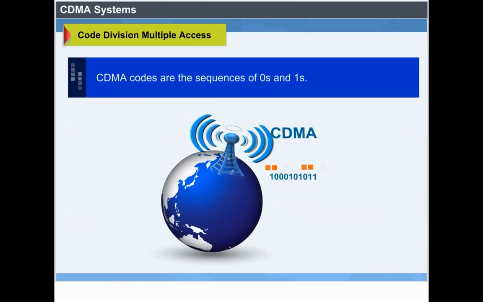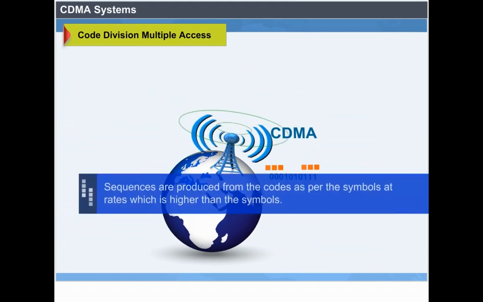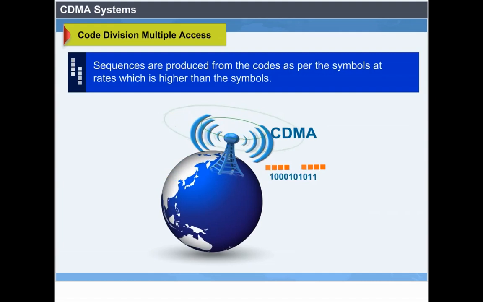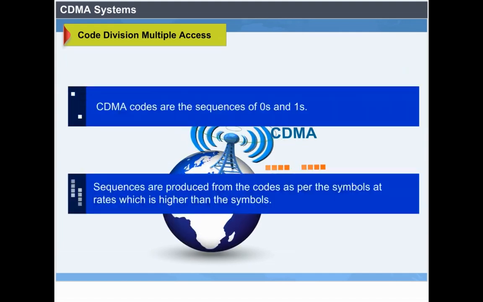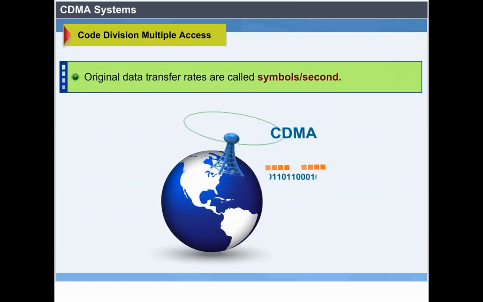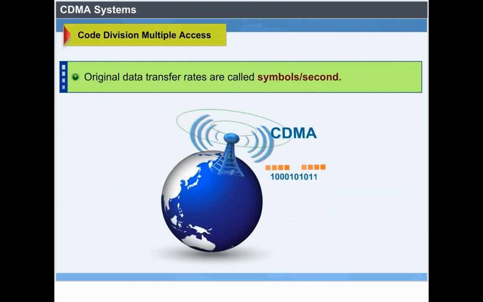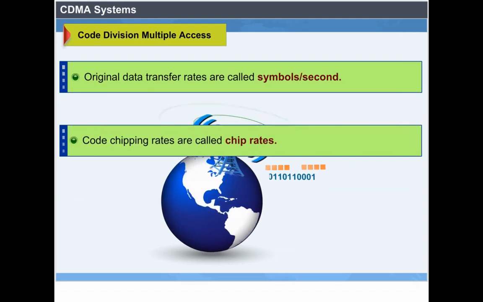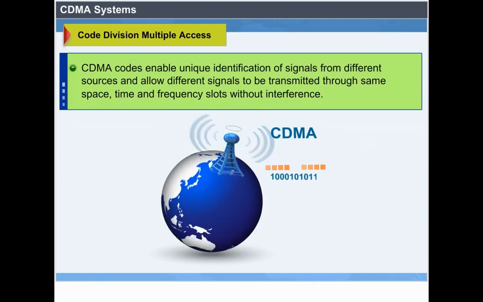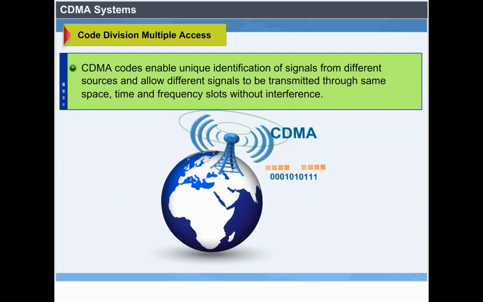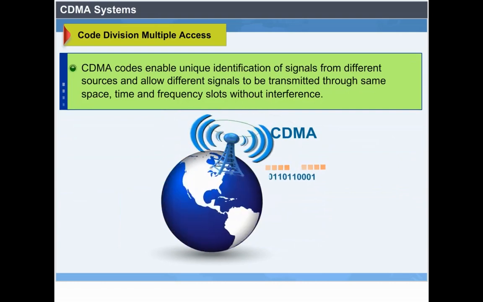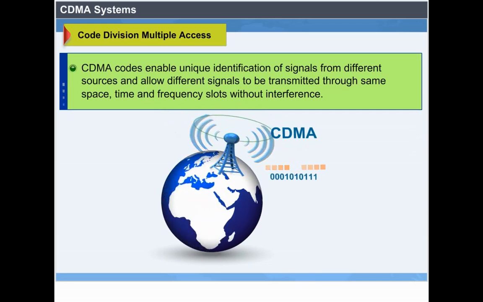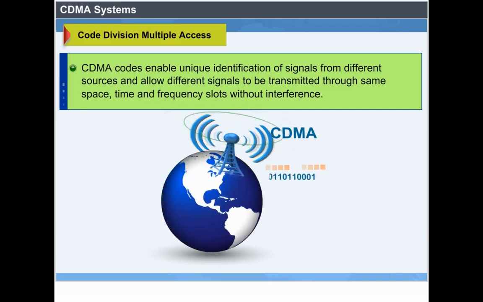CDMA codes are sequences of zeros and ones. Sequences are produced from the codes as per the symbols, at rates much higher than those of the symbols. Original data transfer rates are called symbol rates, in symbols per second. Code chipping rates are called chip rates. CDMA codes enable unique identification of signals from different sources and allow different signals to be transmitted through the same space, time and frequency slots without interference.